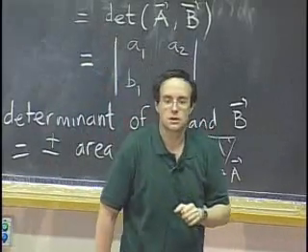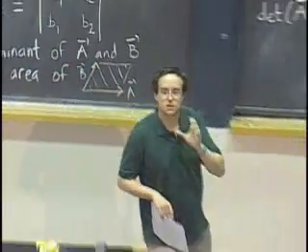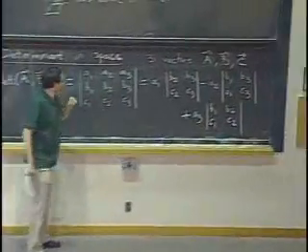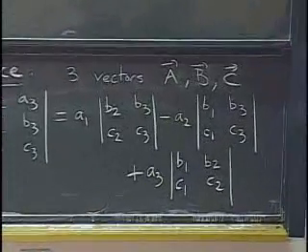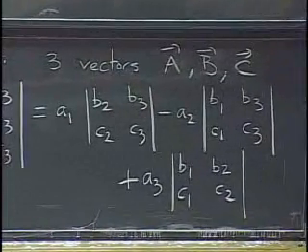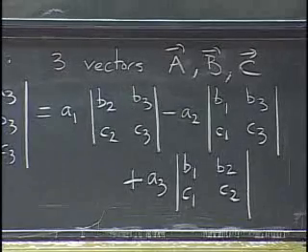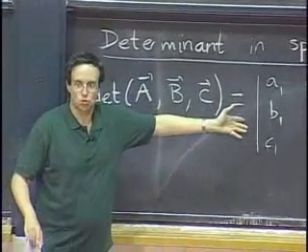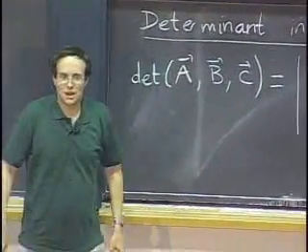Yes? Sorry, why is the negative there? Well, that's a very good question. It has to be there so that this will actually equal, well, what I'm going to say right now is that this will give us the volume of the box with sides A, B, C. And the formula just doesn't work if you don't put the negative.